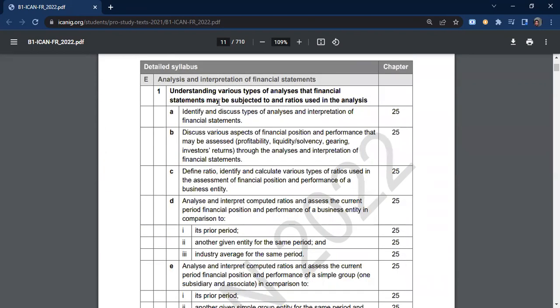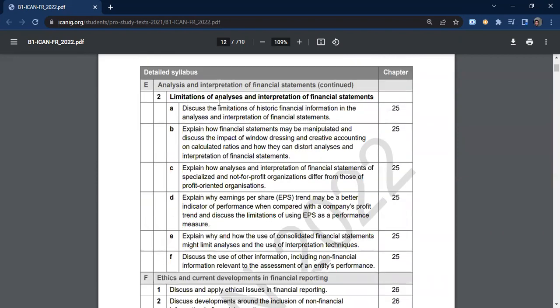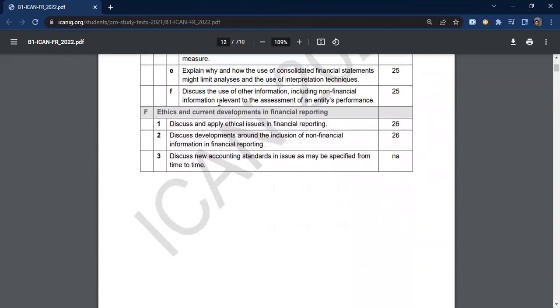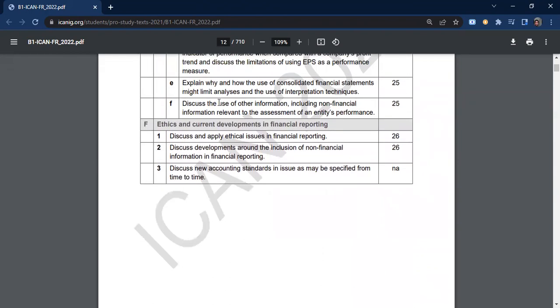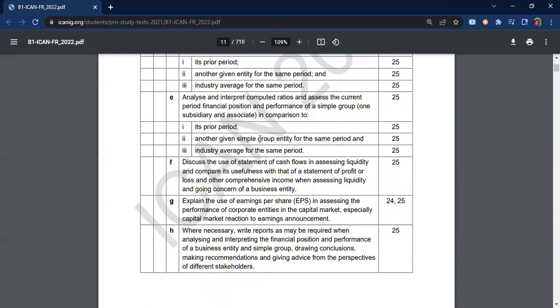We also have analysis and interpretation of financial statements, where we use ratio to analyze financial statements. Then we'll also be looking at ethics and the current development in financial reporting. Ethics, we all know this before, and ethics cut across all the 15 subjects of ICAN, starting from the foundation, the skills level, and the professional level as well. There's also current development. So this is the overview of financial reporting.